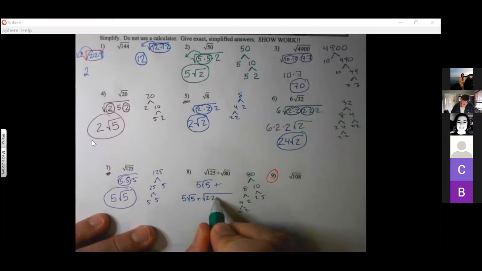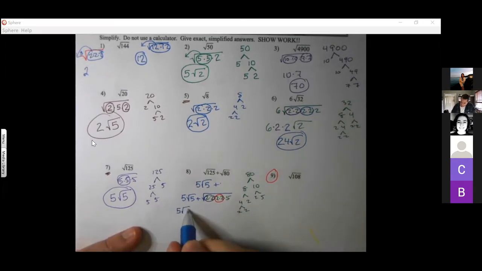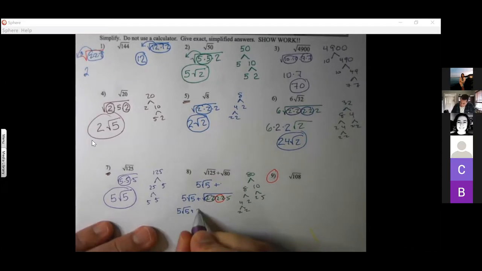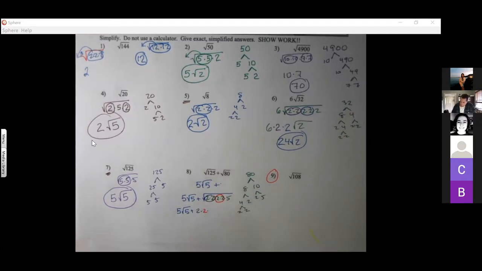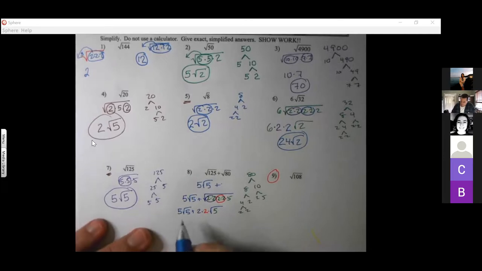So there are four twos and a five, which means I can match these twos up and these twos up. And I'm left with 5 root 5 plus 2 times 2 root 5. In other words, I can say it's 5 root 5 plus 2 times 2 is 4 root 5. Oh, these are the same type. Just like if I had 5 times x plus 4 times x, together those would make 9 times x, or in this case, it'd be 9 root 5.